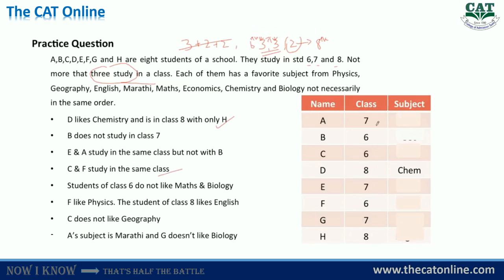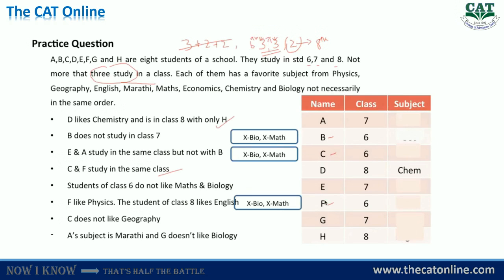So till here we are able to determine the individual classes, what all classes they are studying. Now what is the other information given? Students of class 6 do not like math and bio. So it means B, C and F do not like math and bio. So I put a cross over here. B will not study bio and maths. What other information is given? F likes physics. This is a direct information. I can plug in directly over here. F likes physics. The students of class 8 like English.